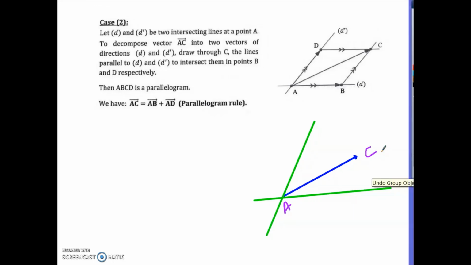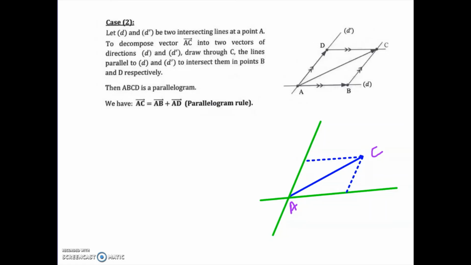So to do this, we start from point C and we draw a line parallel to D prime. And we do the same thing. We draw from C a line parallel to D. And we name these two points of intersection. This is, let's call it B, and this is D. Notice that ABCD is a parallelogram. So I can say that AB plus AD is equal to AC by the parallelogram rule. Okay?